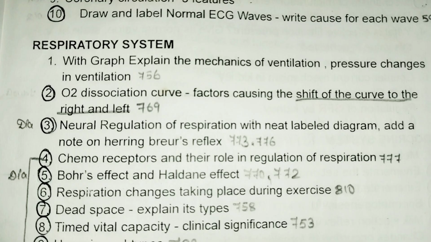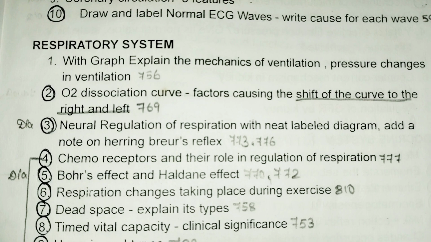In this the important questions are: first one, with graph explain the mechanics of ventilation, pressure changes in ventilation. Second one, oxygen dissociation curve, factors causing the shift of curve to the right and left. Third one, neural regulation of respiration with the neat labeled diagram on Hering-Breuer's reflex. Fourth one, chemoreceptors and their role in regulation of respiration. Fifth one, Bohr's and Haldane's effect.